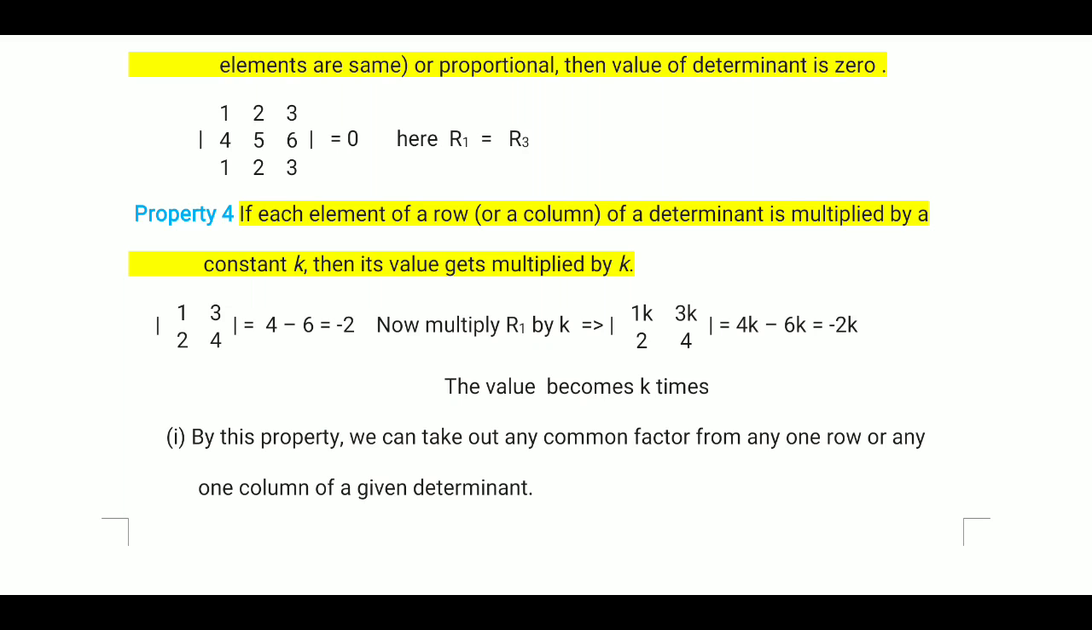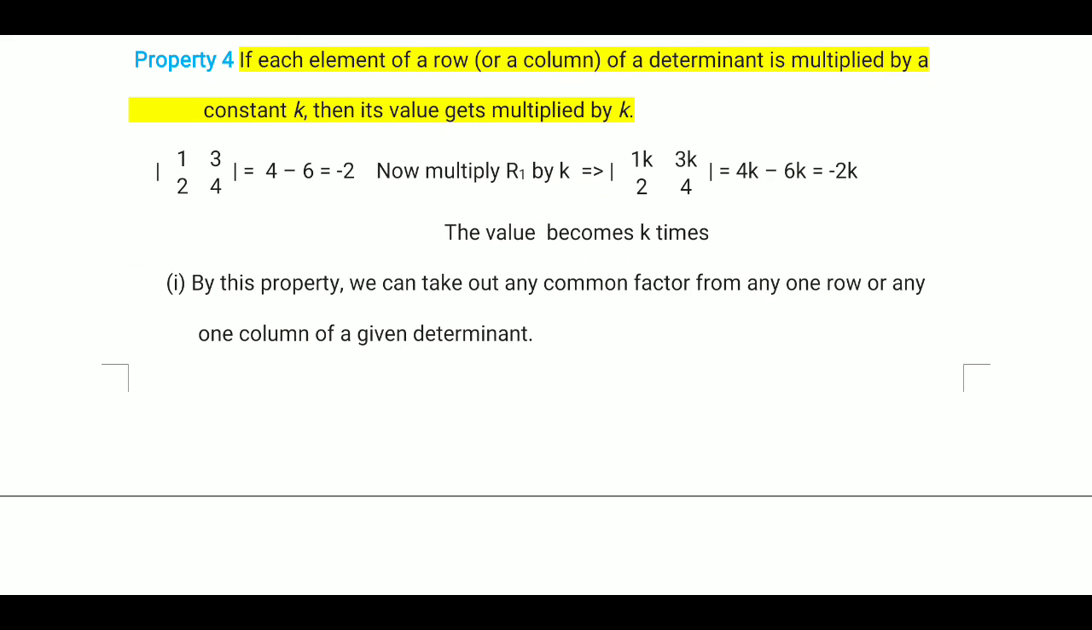Now suppose I am multiplying row 1 by k. The determinant becomes 1k, 3k, and R2 remains the same, 2, 4. After calculation, we get 4k minus 6k, that is minus 2k. It means the value becomes k times. So we see that if any row or any column of a determinant is multiplied by a constant k, then the value gets k times.